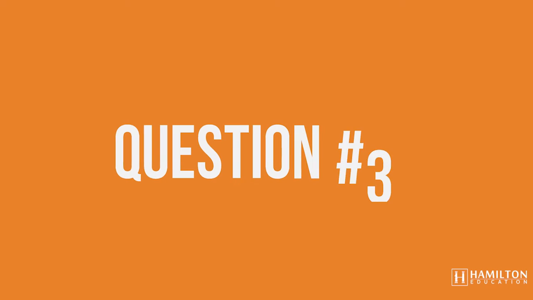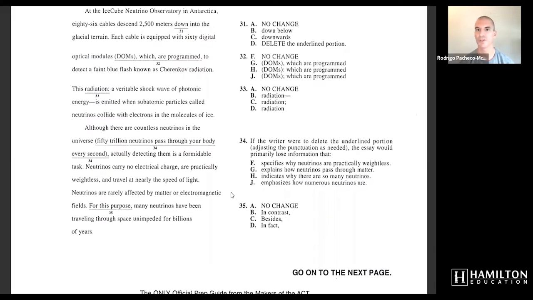Question 34 is a purpose question, and it's the type of question where we have to think about what the essay would lose if the author were to delete a set of underlined elements. So what I recommend for this type of question is to try to identify the function of the underlined elements before you look at the answer choices. So if we were to do that here, we would read this sentence.